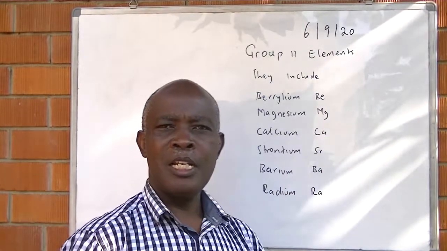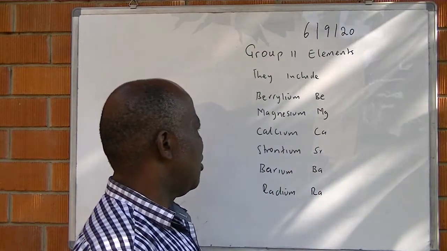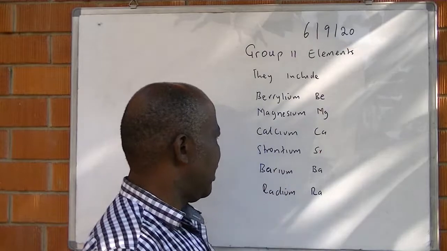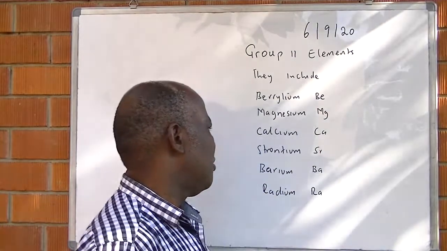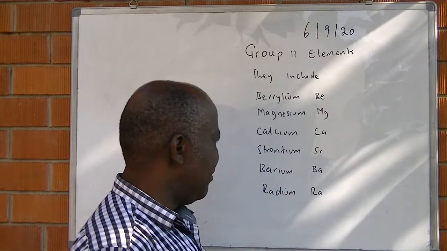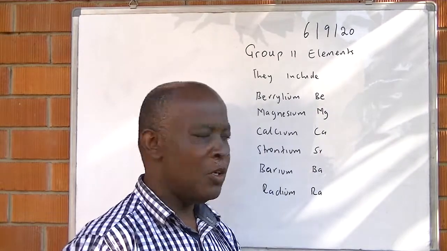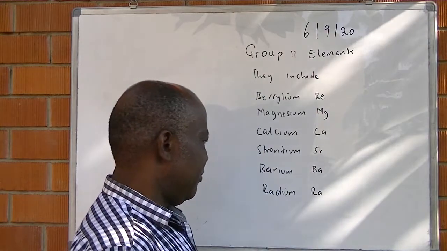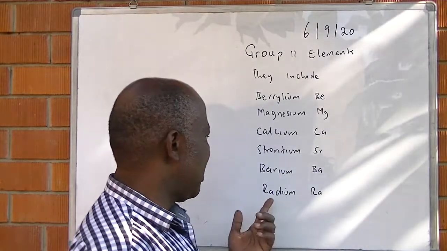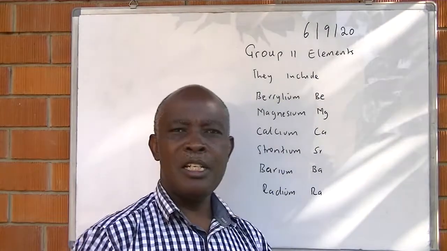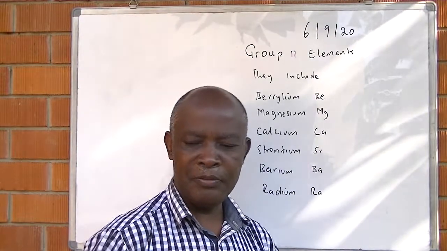Calcium, the symbol is capital C, small a. Strontium, the symbol is capital S, small r. Barium, the symbol is capital B, small a. Radium, the symbol is capital R, small a. So the chemistry of radium is not so much known because it is radioactive.